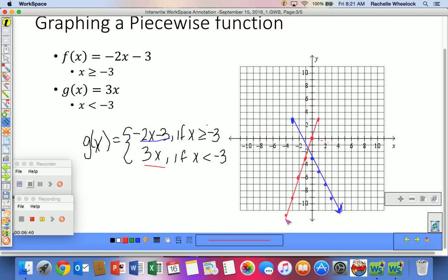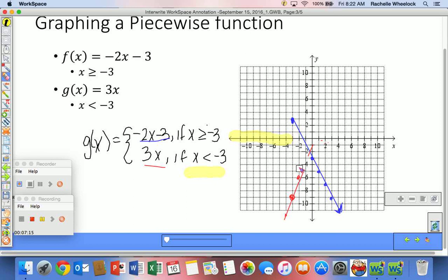We're going to redraw. My eraser's being finicky. This is where my open circle is, right here, at x is negative 3. The line's going to go this way.